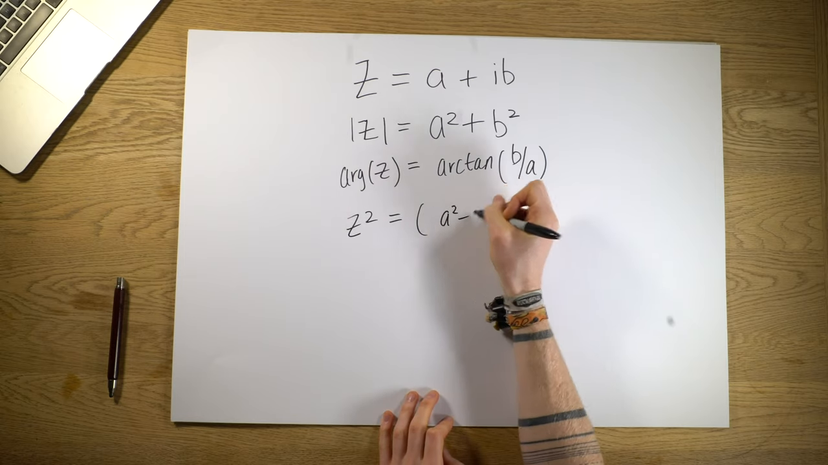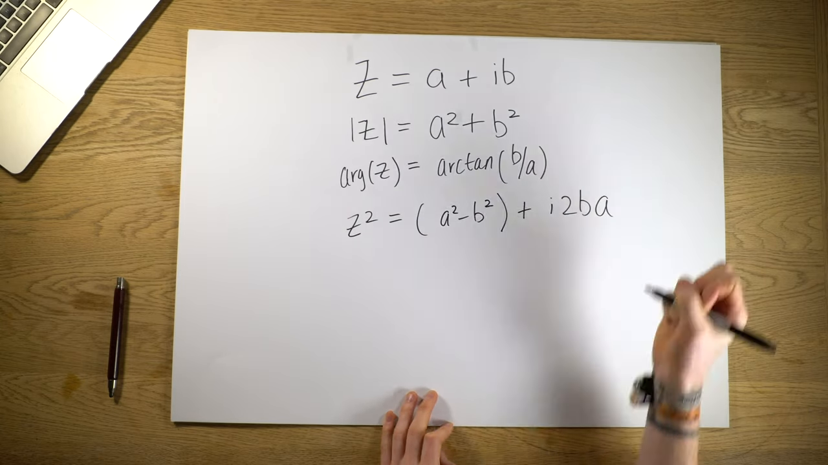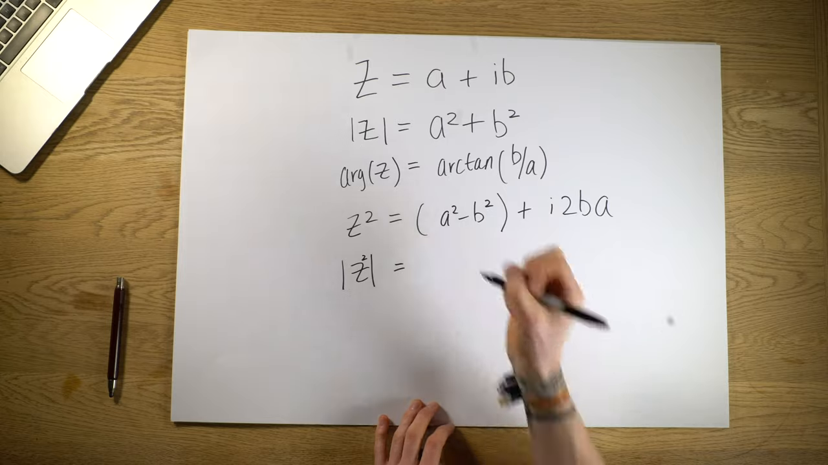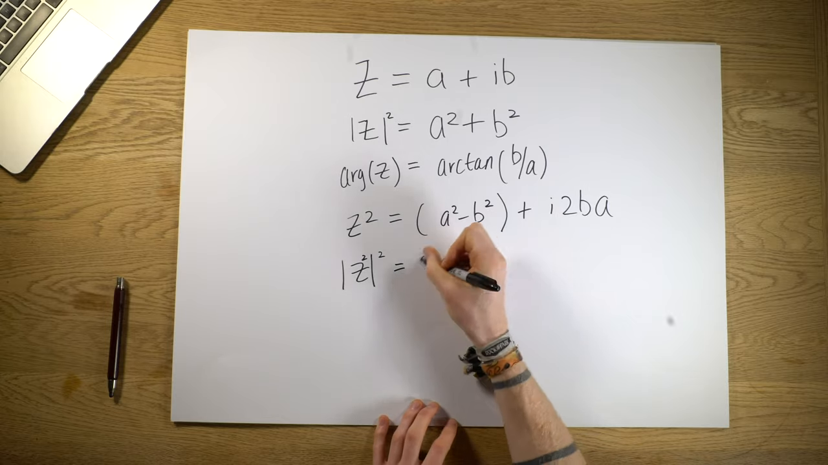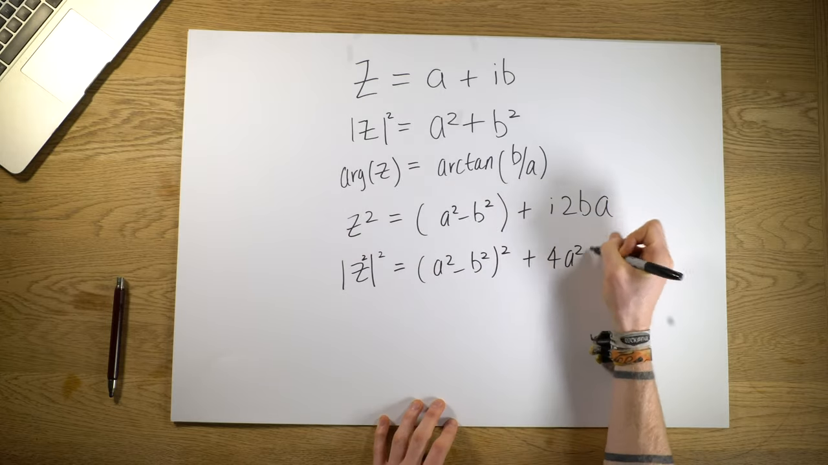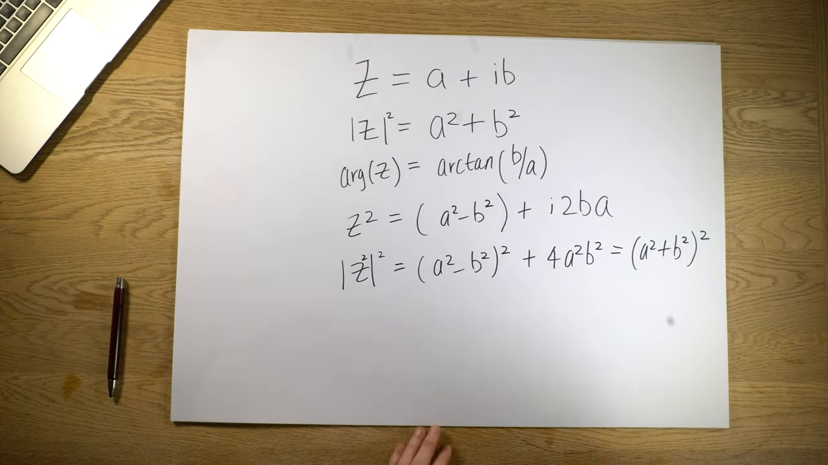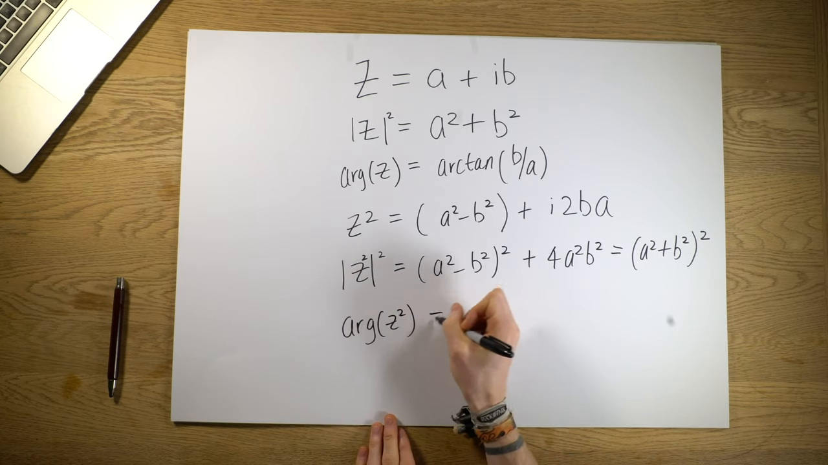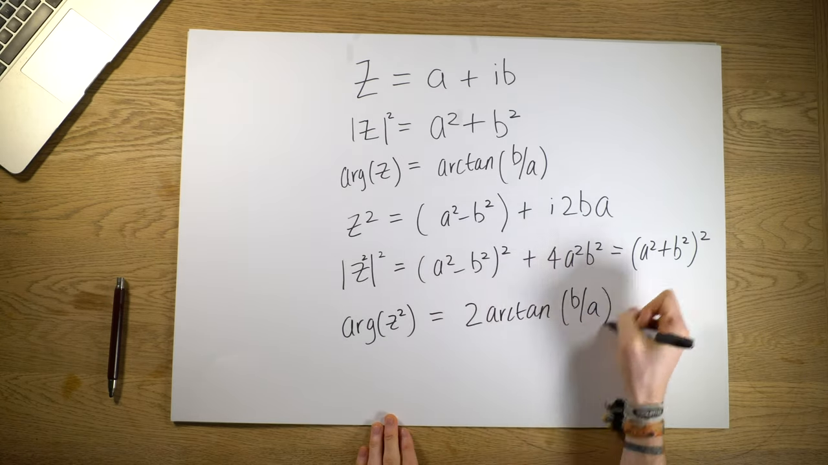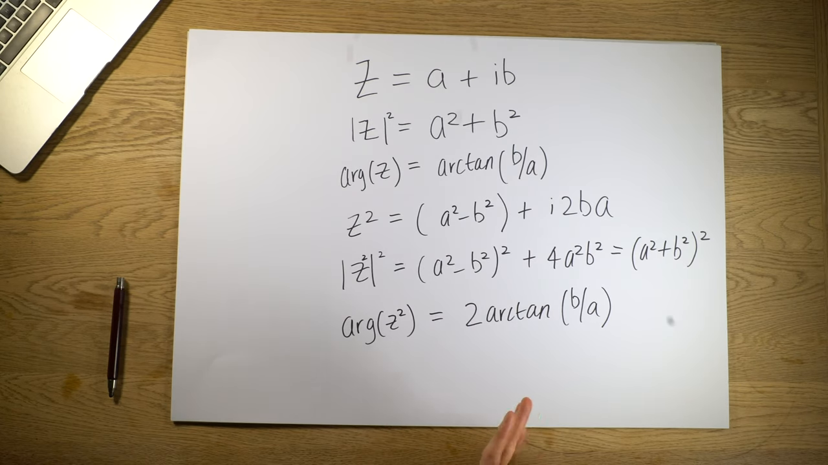When we square the number, we now have modulus equal to the square root of (a squared minus b squared) all squared, plus 4a squared b squared, and this simplifies to be equal to a squared plus b squared, which is exactly the square of the original modulus. And the argument of z squared is twice the original argument.